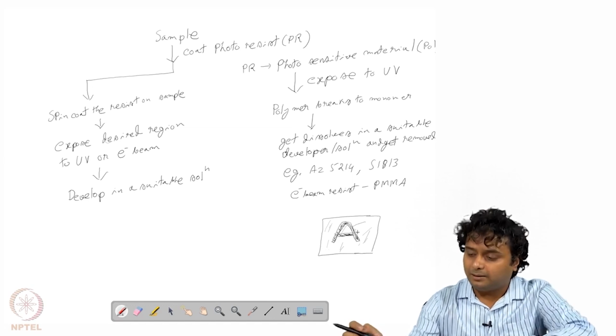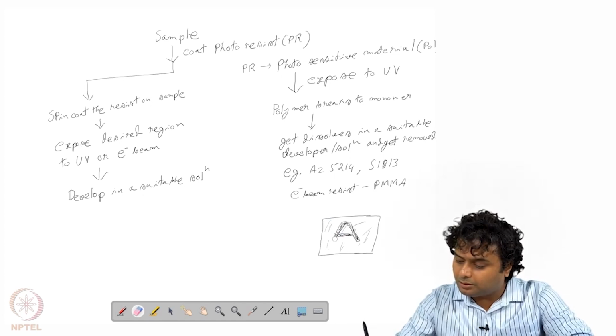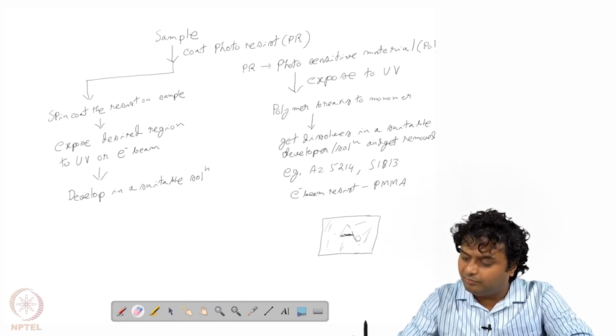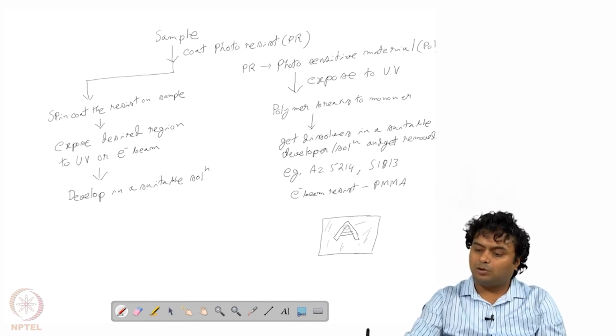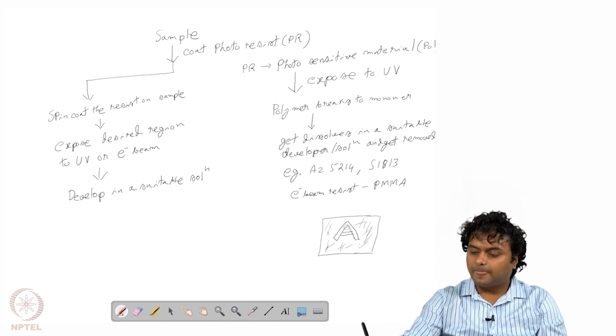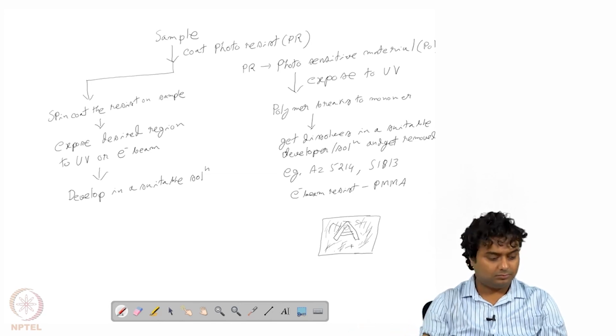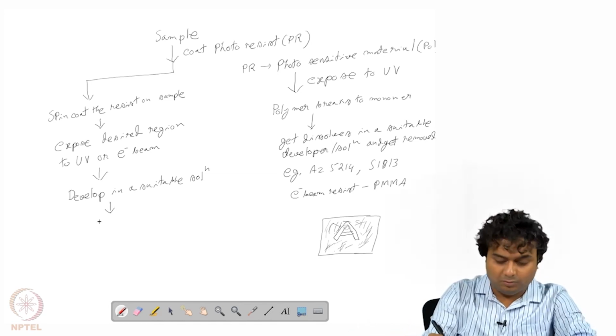So because of that, only this portion will get removed, the PMMA will get removed, right, but the other regions, so PMMA will get removed only from that A region, but the other region it will still be there. So remove unwanted part.